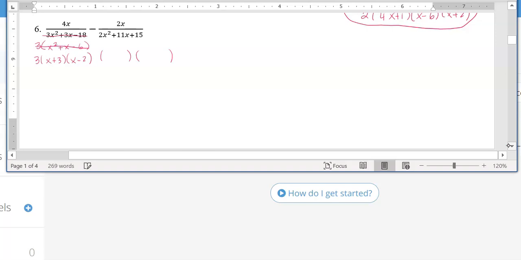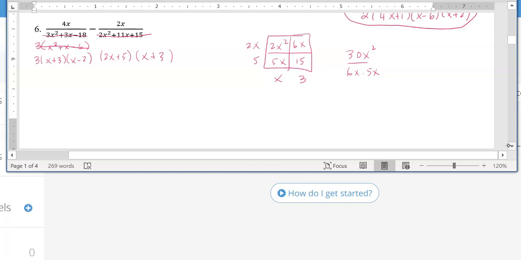Once again, I'm going to use the good old box method. 2x squared times 15 is 30x squared. Factors of 30x squared that add up to 11x are 6x and 5x. Find your GCFs, 2x and 5, so there's a factor, 2x plus 5. And x, going this way, would be 3x plus 3. And you could check yourself using FOIL.